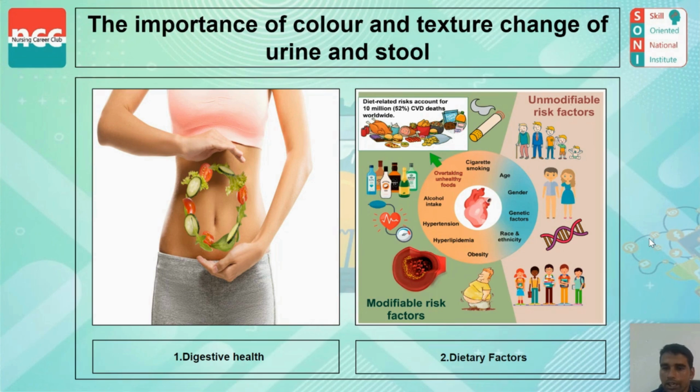Now we will talk about dietary factors. There are several dietary factors: cigarette smoking, age, gender, genetic factors, race and ethnicity, obesity, hyperlipidemia, hypertension, alcohol intake, overeating unhealthy foods. These are modifiable risk factors. This is all about dietary factors.